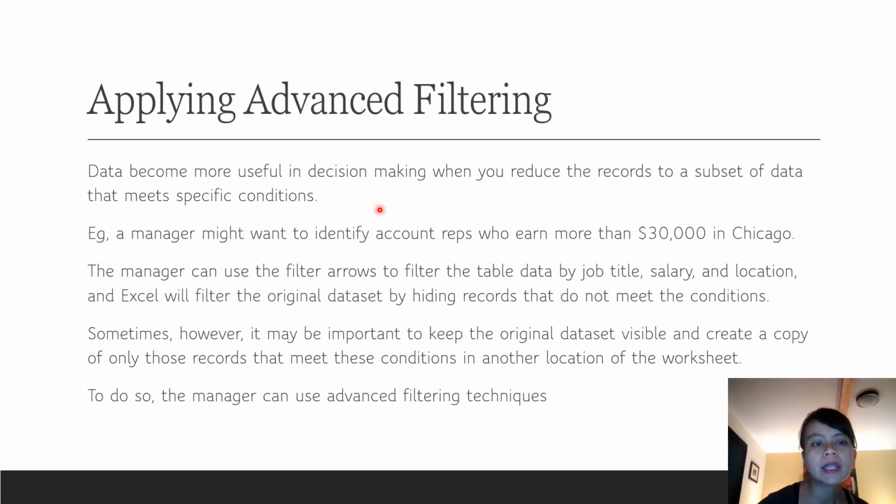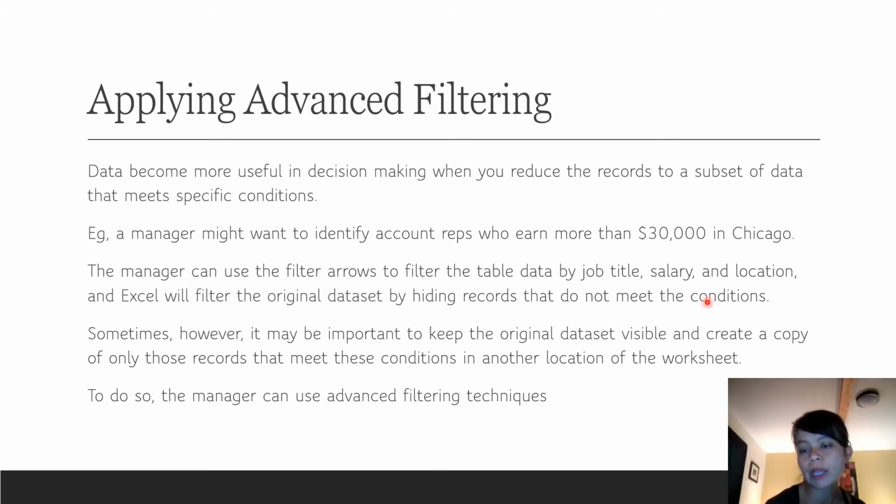Okay, so data becomes more useful in decision making when you reduce the records to a subset of data that meet specific conditions. Like you have a whole bunch of data, right? But then maybe you're only interested in data that meet specific conditions. Like maybe you're only interested in data about managers, and managers that are located in New York. So you need to extract that data somehow, right? So the manager can use the filter arrows to filter the data by job title, salary, location. Excel filters the original data set by hiding the records that don't meet the conditions.